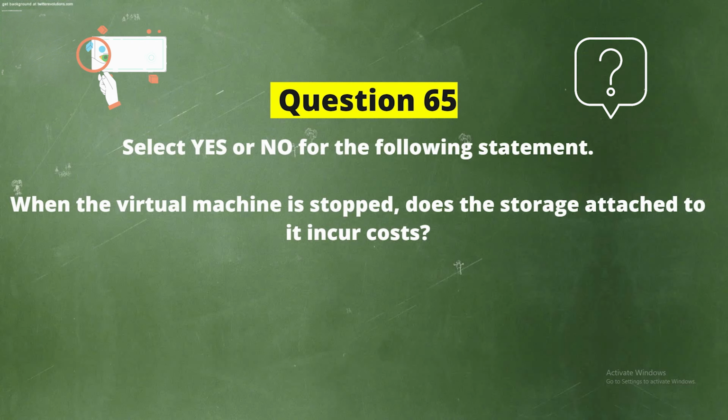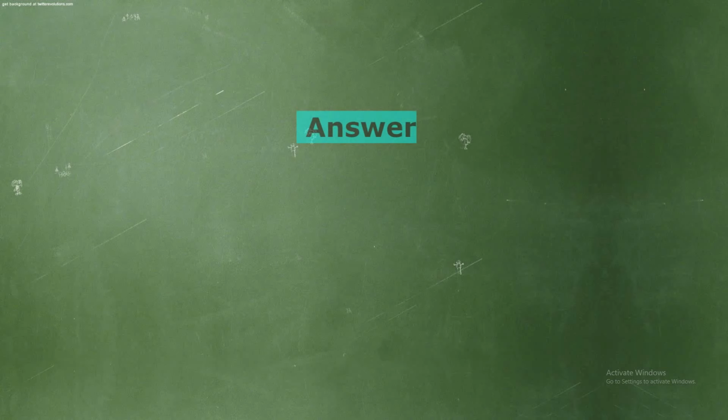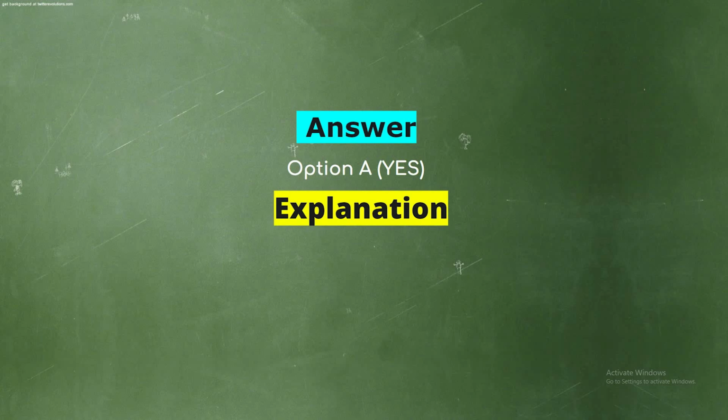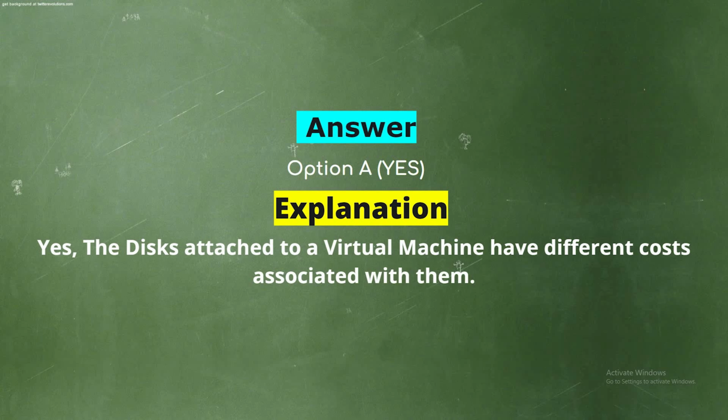Question 65. Select yes or no for the following statement. When the virtual machine is stopped, does the storage attached to it incur cost? Now the options are Option A, yes. Option B, no. And the correct answer is Option A, yes. Explanation: yes, the disks attached to a virtual machine have different costs associated with them.